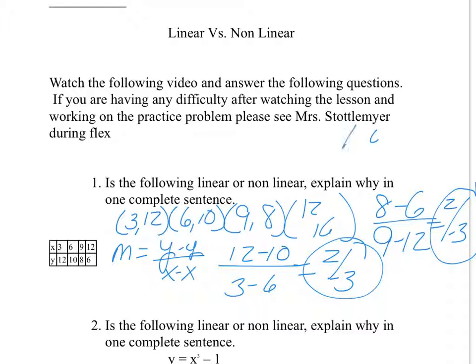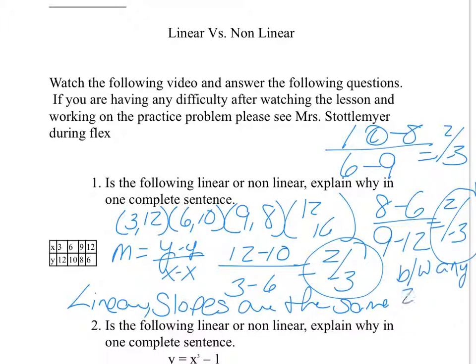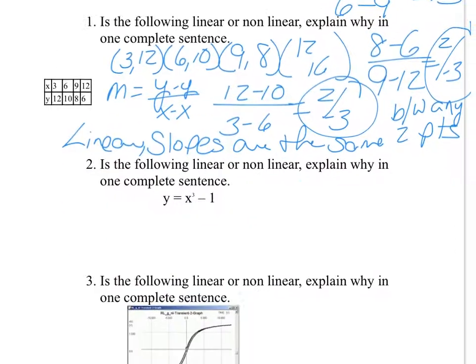This time I'm going to do 10 minus 8 over, because the 10 went first, 6 minus 9. Again, 2 over negative 3. We would claim that problem 1 is linear. Why? And I asked for a complete sentence. Its slopes are the same between any 2 points. Because their slopes are the same, we know that they are linear.